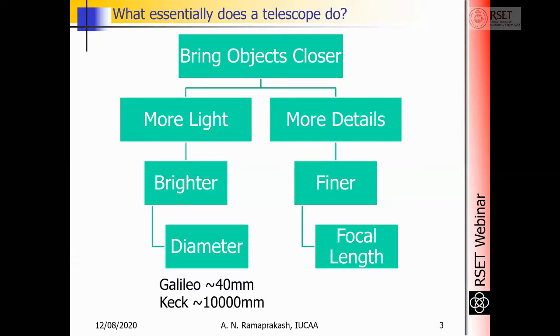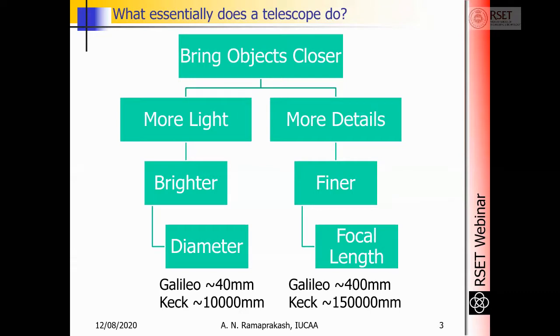So as a comparison, if you take Galileo's telescope, it has a diameter of about 40 millimeters, but the most advanced modern telescope, the Keck telescope, has a diameter of about 10 meters. Similarly, Galileo's telescope had a focal length of about 400 millimeters. The Keck telescope has a focal length of about 150 meters. So we have come a long way from Galilean times into modern times in both these abilities of the telescope.